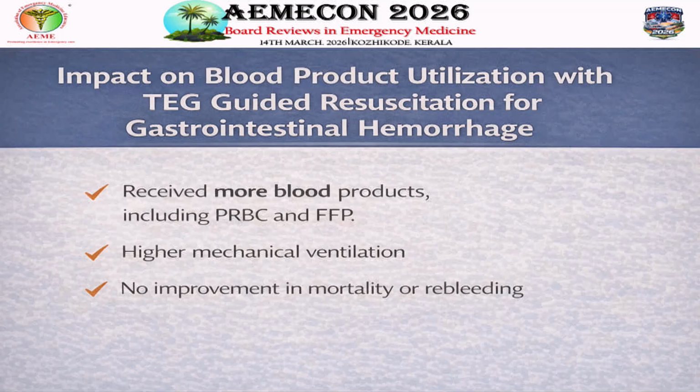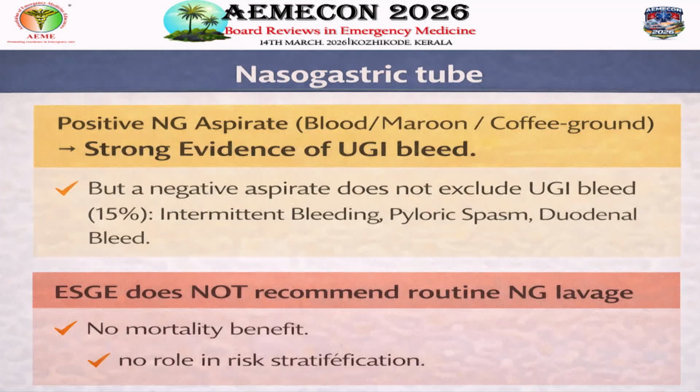So they have conducted a study where they have used TEG, thromboelastogram, instead of coagulation profile. Their hypothesis was that TEG works excellently for trauma, so they conducted a similar study for GI bleeds also, whether TEG will improve outcomes, but TEG actually did not improve. Patients who underwent TEG had more requirement of blood products, higher mechanical ventilation, no mortality improvement. So you can just go ahead with your CBC, coagulation profile, lactates, cross match. That's it. If lactates are rising, that tells the patient is having more mortality. You need not go with TEG.